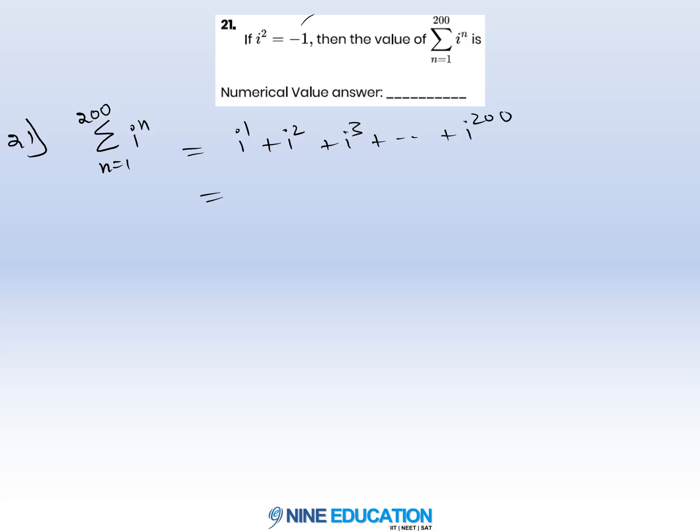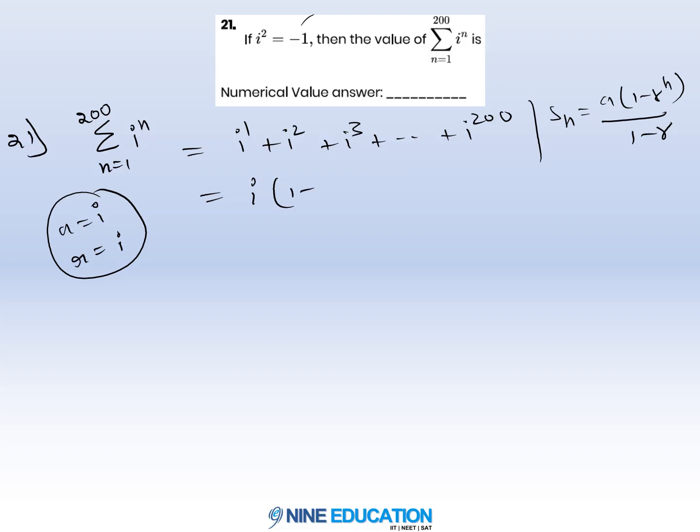It is the sum of a finite GP. What is the sum of a finite GP formula? It is A into 1 minus R power n by 1 minus R. In our case, A is I, the first term, and the common ratio R is also I. The number of terms is 200. So I into 1 minus I power 200 divided by 1 minus R, which is I again.